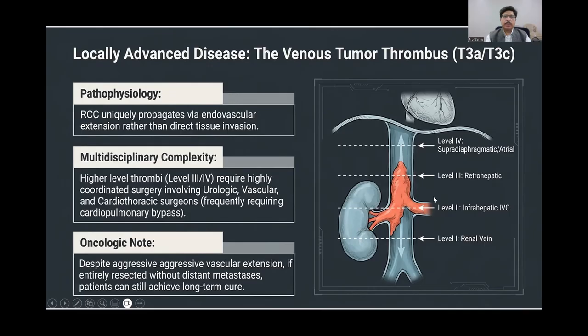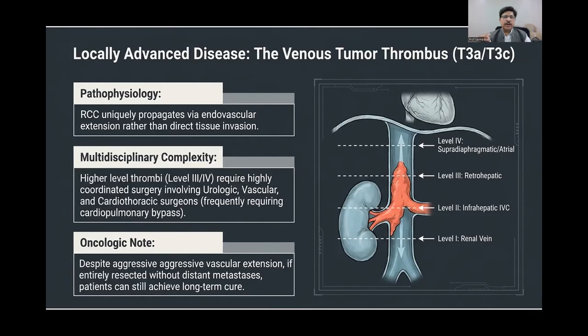Now, RCC uniquely propagates via endovascular extension. See, all the tumors propagate through the bloodstream for metastasis. Here, RCC propagates via endovascular extension, whereas most of the tumors go by the bloodstream and not endovascular extension.